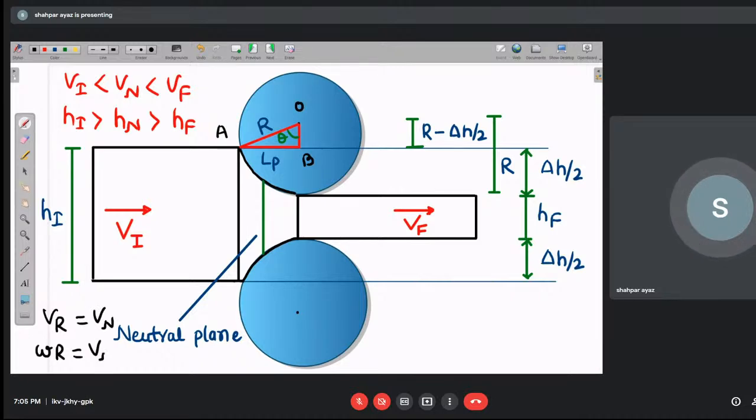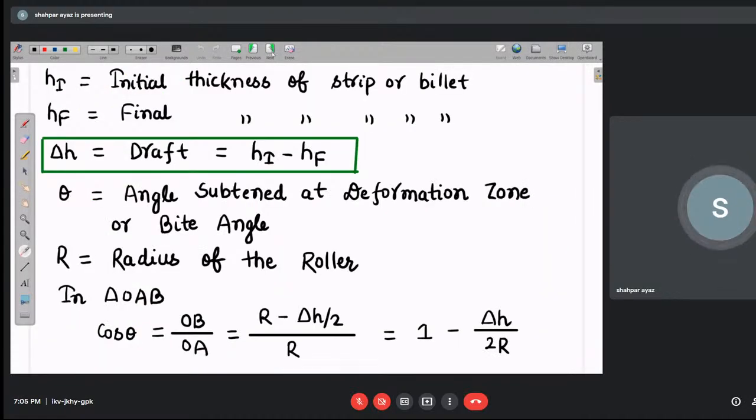Sometimes omega is not given in the problem, and you have to calculate the rolling power. In that case, you can calculate the velocity of the billet at the neutral plane, because at the neutral plane the roller velocity is equal to the neutral plane velocity, which means we get the tangential velocity of the billet. So we can equate it with omega r and get omega. Once we get omega, we can calculate the rolling power. I hope this part is clear.